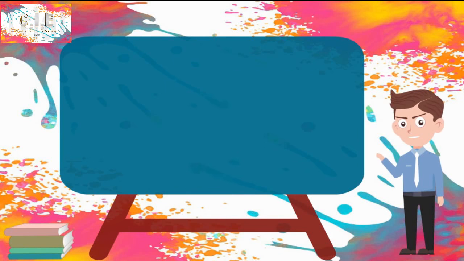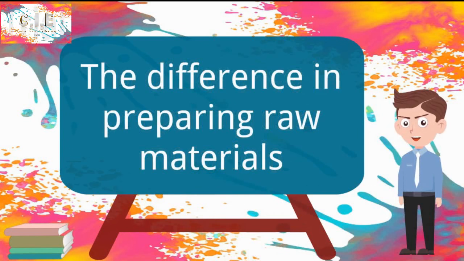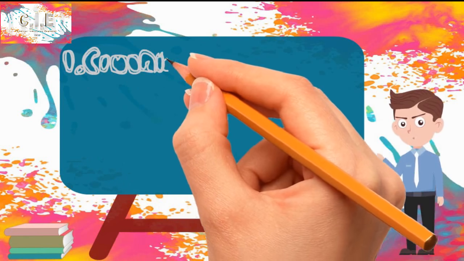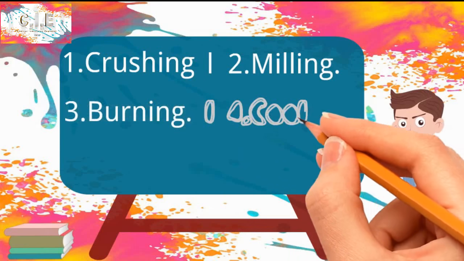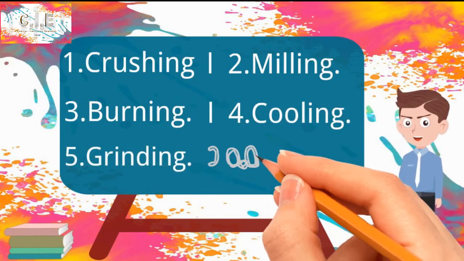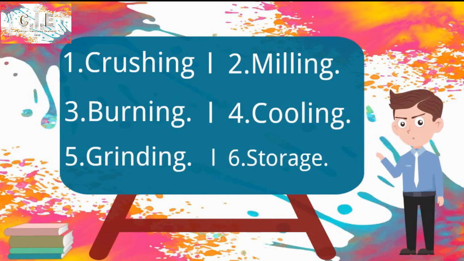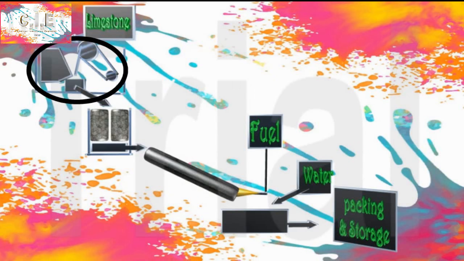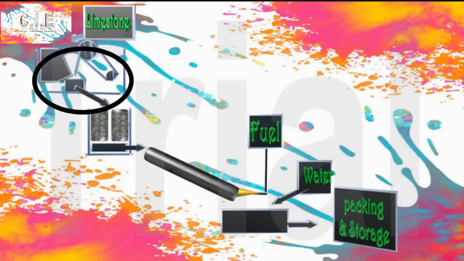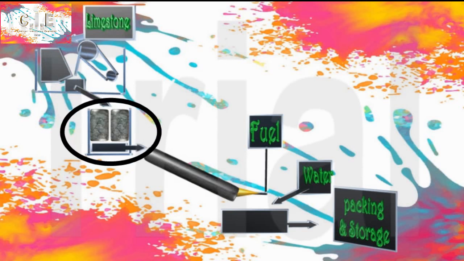There is a little difference between the types of processes in the preparation of raw materials as mentioned, but the general process is the same. It starts with the crushing, milling, burning, cooling, grinding, and finally storage. To clarify more, it starts with crushed limestone, which contains calcium carbonate, and then goes to the milling to reduce the size of calcium carbonate.